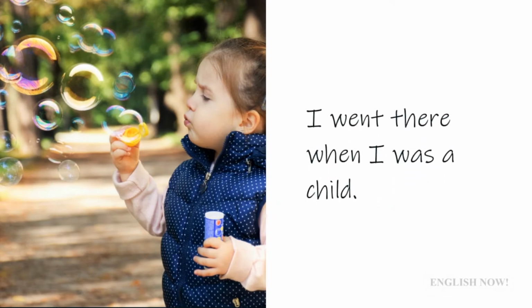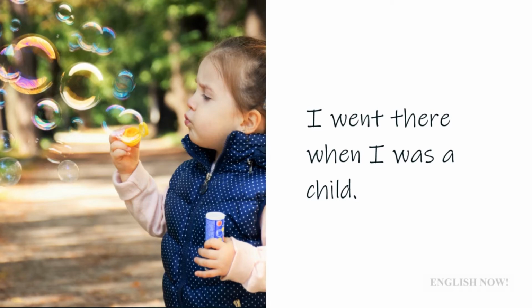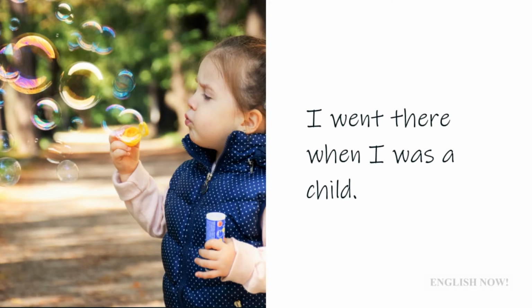So the correct sentence is I went there when I was a child. So remember, if we say when, like in this case, even though it's not an exact date, we need to use past simple and not present perfect. So I went there when I was a child, not I've been there when I was a child, like in the incorrect sentence. And it's because we are saying when I was a child. It's only the past.